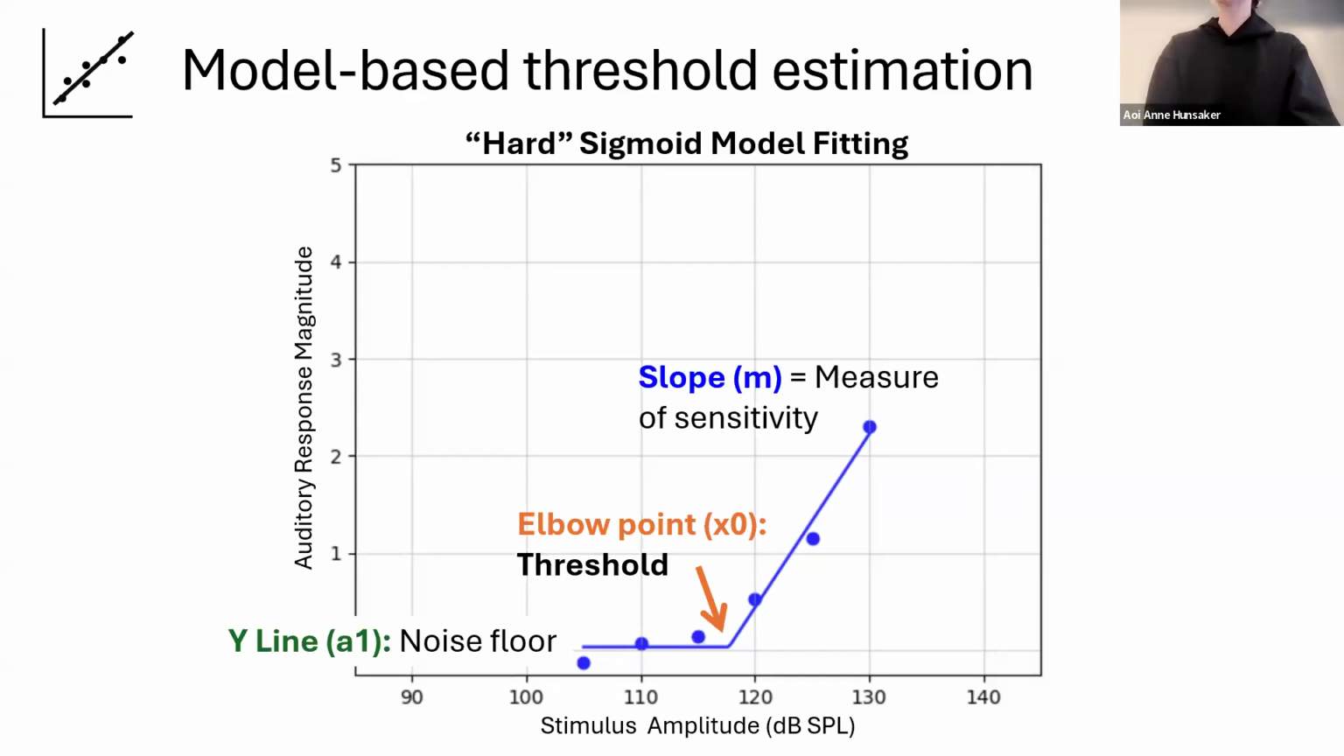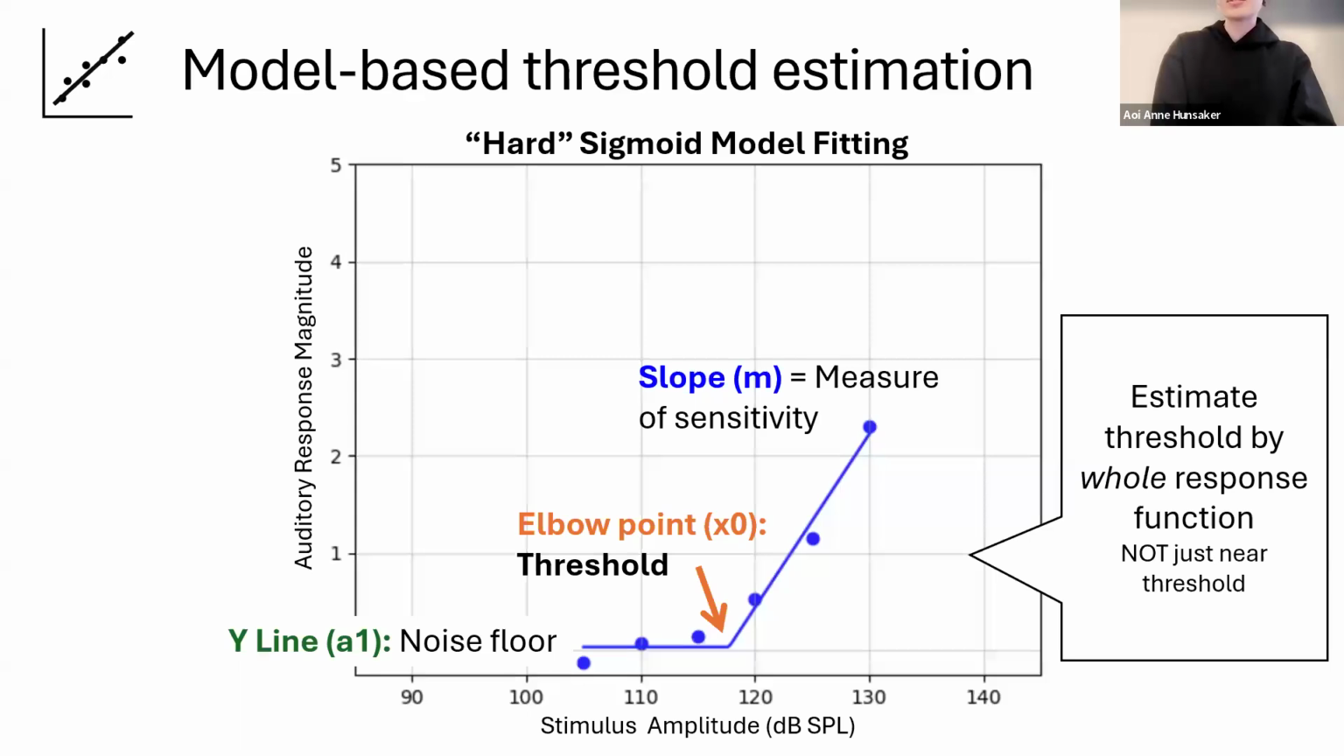noise. And a major advantage of this method over many methods used in this field is that the threshold value is estimated using this whole response function. So also accounting for super threshold responses, not just near threshold. And these near threshold data points are most affected by the noise and have the lowest signal to noise ratios.